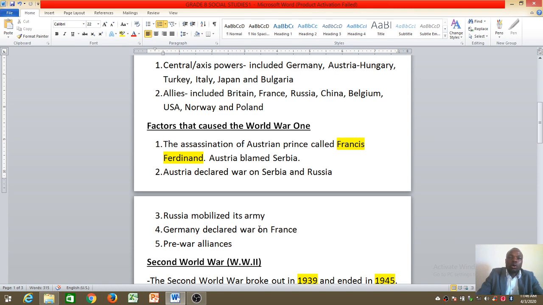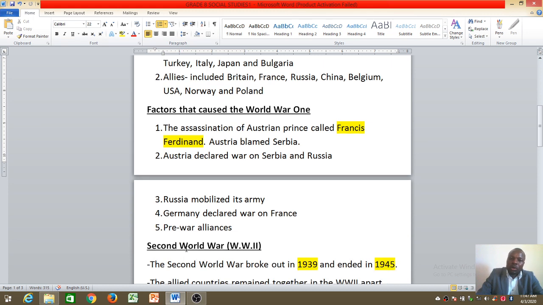Germany declared war on France because France was an ally and Germany was central power. Germany declared war on France because France was helping the other countries here. It was helping Serbia. There was also the pre-war alliances. You remember, alliances means coming up in groups. So before the war, countries had made up groups, and one group was provoking the other, was attacking the other. Now, that is about the First World War. The reason why it started: assassination of Francis Ferdinand, pre-war alliances, Germany declared war on France, among others.